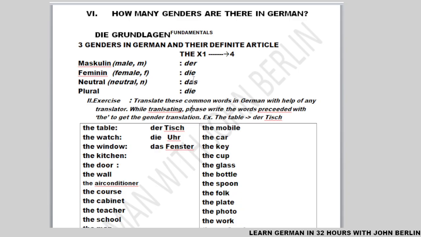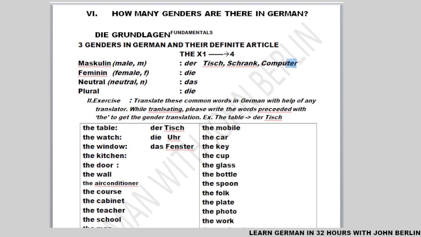Now, what do I mean that something is male, something is female, something is neutral, or something is plural? In German, for example, let's say we're talking about a table. Table in German is masculine. That means der Tisch. Tisch is like table. And another example could be like a wardrobe. Wardrobe in German is like a Schrank, like a cabinet. Yes? Or a computer.